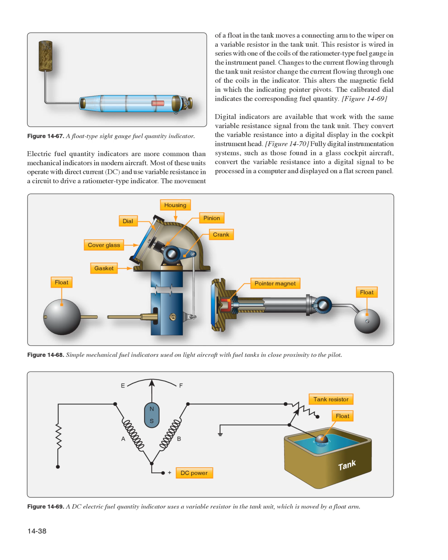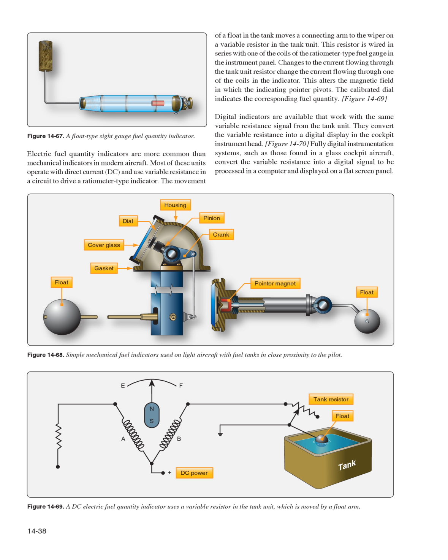Electric fuel quantity indicators are more common than mechanical indicators in modern aircraft. Most of these units operate with direct current (DC) and use variable resistance in a circuit to drive a ratiometer type indicator. The movement of a float in the tank moves a connecting arm to the wiper on a variable resistor in the tank unit. This resistor is wired in series with one of the coils of the ratiometer type fuel gauge in the instrument panel. Changes to the current flowing through the tank unit resistor change the current flowing through one of the coils in the indicator. This alters the magnetic field in which the indicating pointer pivots. The calibrated dial indicates the corresponding fuel quantity.